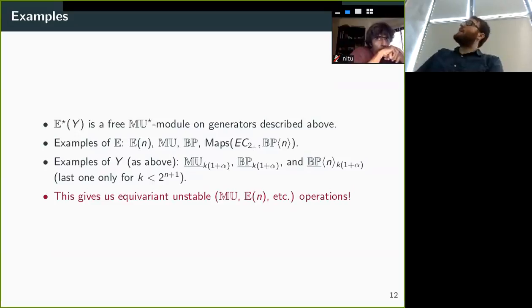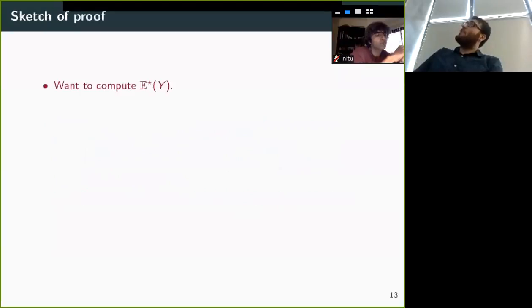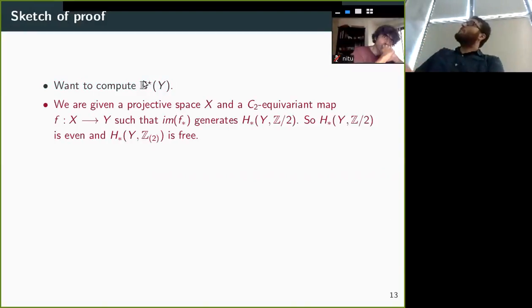One reason is that I'm interested in whether some part of this proof could be adapted to other situations. So this is more general than just being about Johnson-Wilson theories. In general, it's about several C2 equivariant spectra. So we want to compute the RO(C2)-graded cohomology of Y. And the idea is we're given a projective space X, so a wedge of smash products of CP infinities. And we have a C2 equivariant map from X to Y, which generates the mod 2 homology of Y.